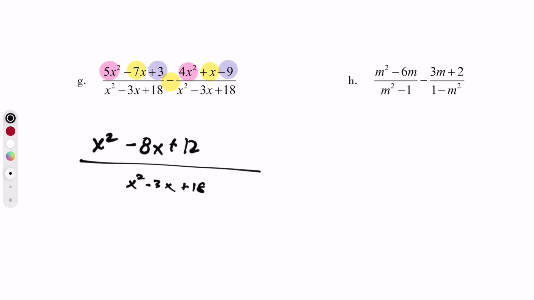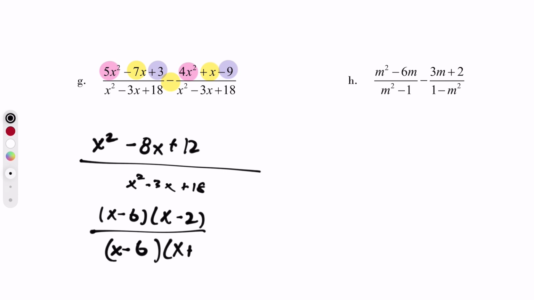All right, well, what do we have here? We can factor this down to x minus 6, x minus 2. My denominator is x minus 6, x plus, no, wait a minute. I think there's a typo here. I think that's supposed to be a minus, right? So if you're still with me here, I'm going to go back.